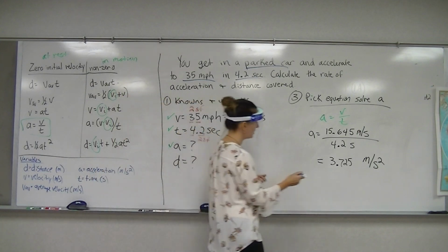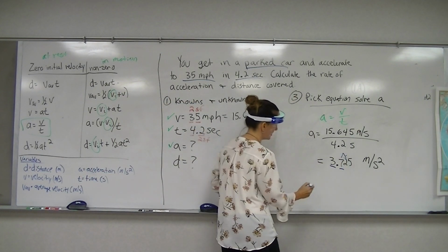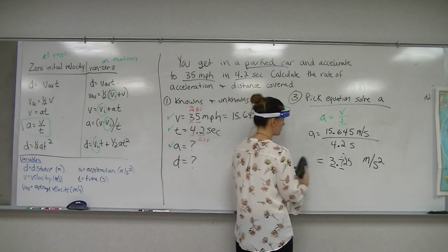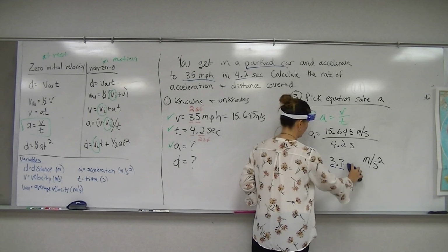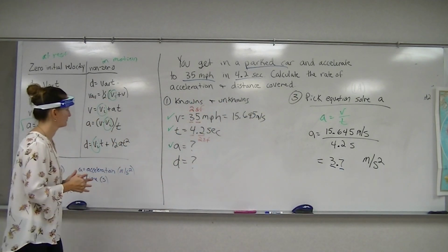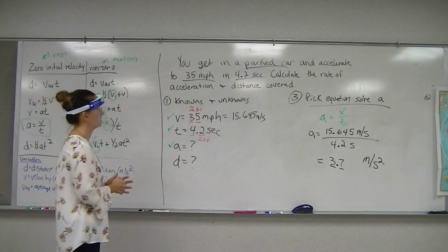So going over here, the 3 and the 7, look to the number next to it, it's going to stay a 7. So the answer to the correct sig figs is just 3.7 meters per second squared. So the car is accelerating at 3.7 meters per second squared.